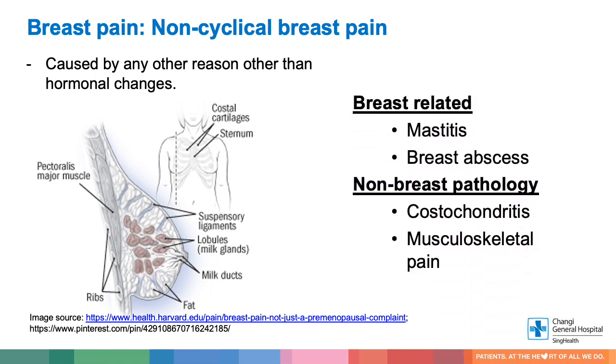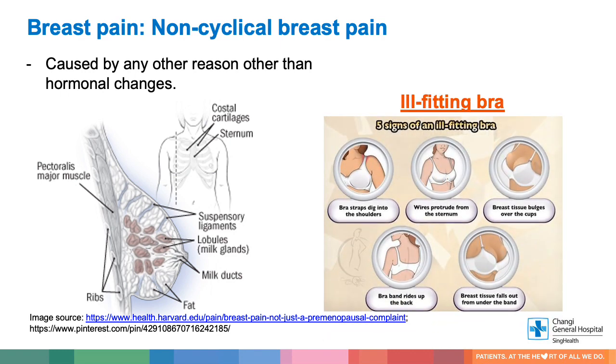And when we talk about breast-related non-cyclical breast pain, it can be any inflammation or infection known as mastitis or a breast abscess. For non-breast pathology, bone pain or cartilaginous pain are also known as costochondritis or musculoskeletal pain. A very common cause of non-cyclical breast pain that is not due to any bodily problems or pathology is actually an ill-fitting bra. And so it is important to recognize the causes of the pain before we can find the root cause and treat the pain.